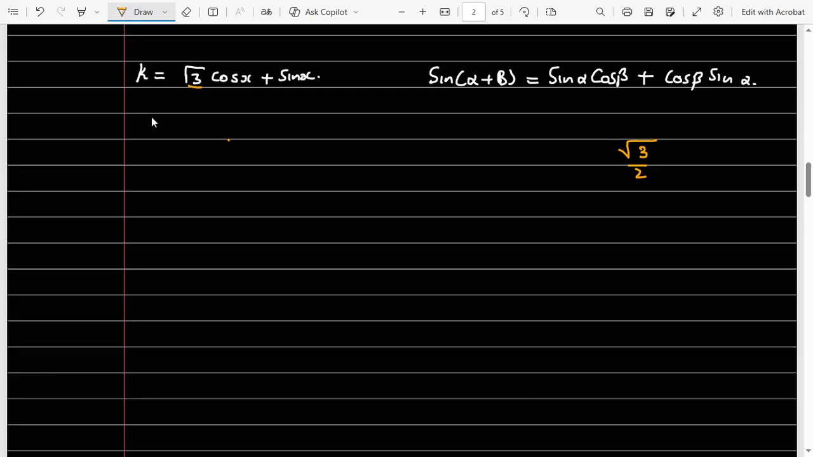How do I bring it? I can write this k in this form. Take 2 out as a common factor, and then inside the bracket, I need to put the number that when I multiply it with 2 will give me root 3 cos x, which is just root 3 over that 2. The reason I need this is that I need to sub in that as the sine of 60, which will be the sine of alpha. I already have the cos beta, which is the cos x. So I'm going to multiply this by the cos x.